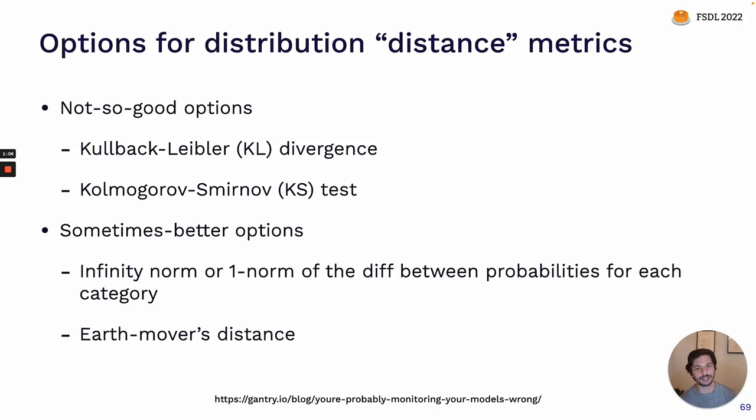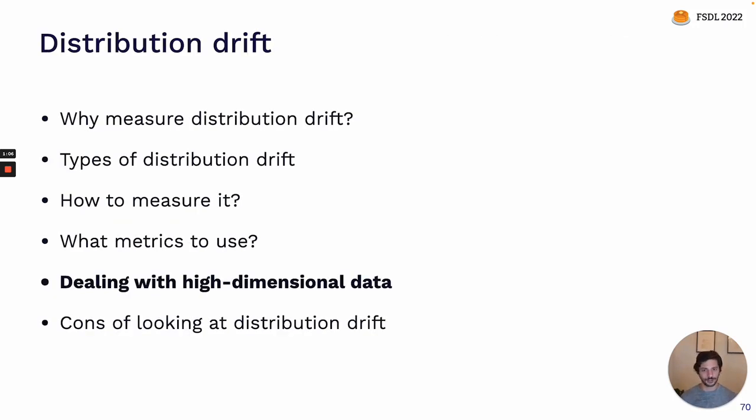I'm not going to go into details of these metrics here, but check out the blog post at the bottom if you want to learn more about why the commonly recommended ones are not so good and the other ones are better. So that's the one-dimensional case, if you just have a single input feature that you're trying to measure distribution distance on. But in the real world, for most models, we have potentially many input features or even unstructured data that is very high dimensional. So how do we deal with detecting distribution drift in those cases?